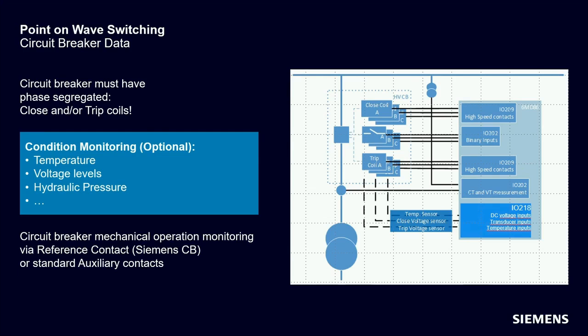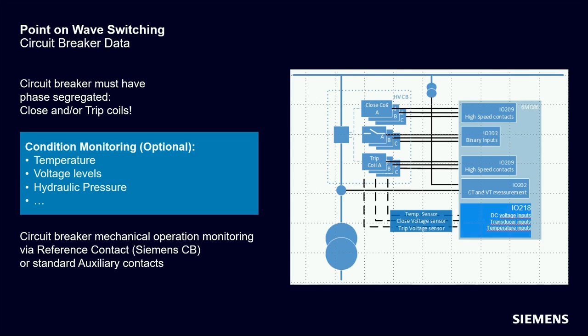Please note that IO209 modules with high-speed output contacts are necessary. One IO209 module has 4 high-speed output contacts. That means if you need to do point-on-wave for closing and opening, you need two IO209 modules. CT and VT inputs will be connected to the IO202 module, which is part of the basic module.